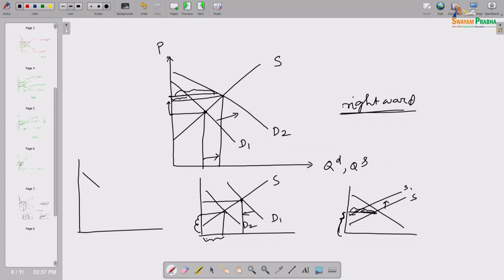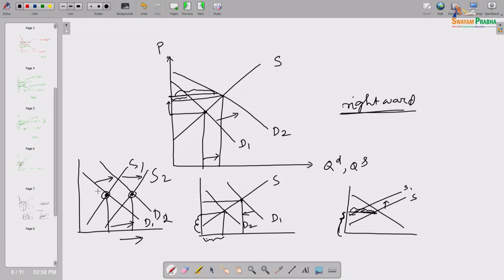Then certain things can happen sometimes. This is the demand curve, this is the supply curve, say D1 and S1. The demand curve is shifting upward, rightward, and the supply curve is also shifting rightward. Earlier the equilibrium was here, the new equilibrium is here. If both curves shift rightward, the equilibrium quantity will definitely increase, but whether the equilibrium price will increase or fall depends on the relative extent of shifting of the two curves.